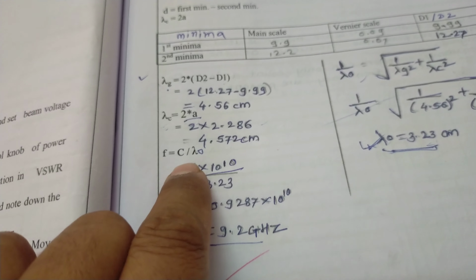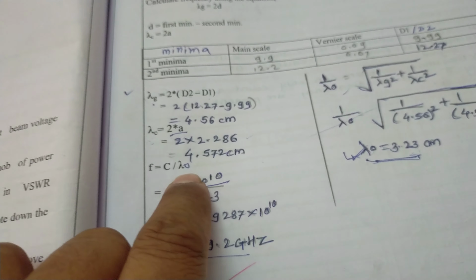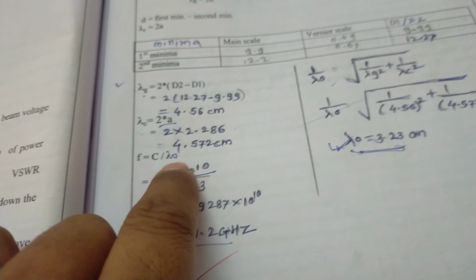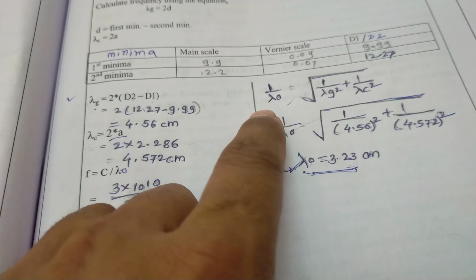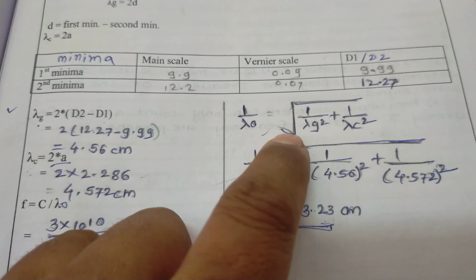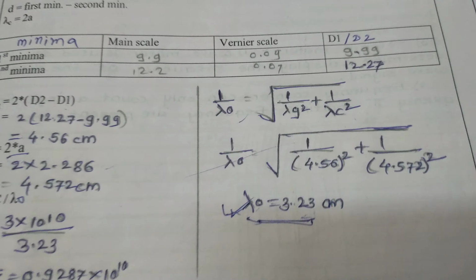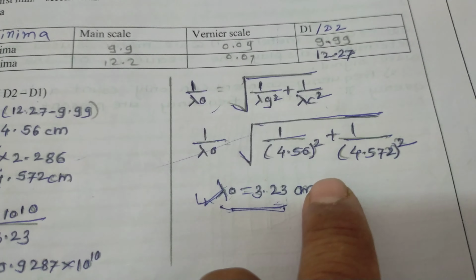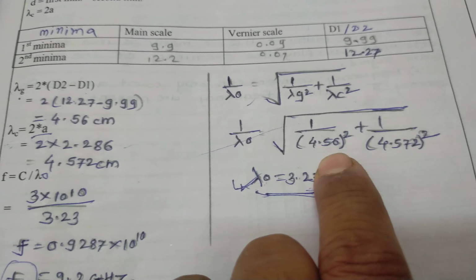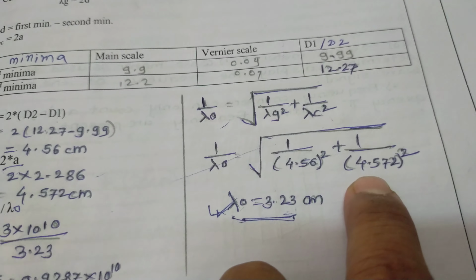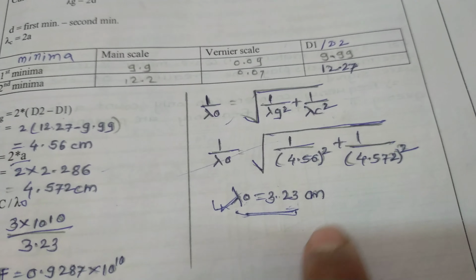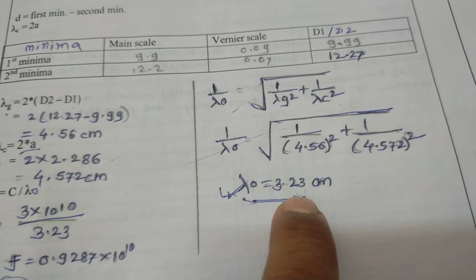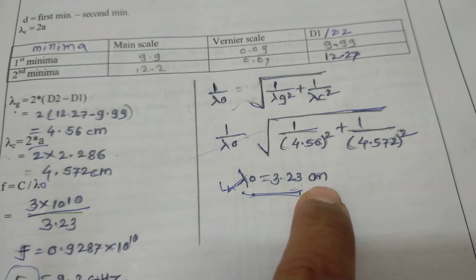Then we have to find out f is equal to c by lambda 0. Before finding this, we have to calculate lambda 0. We have the formula 1 upon lambda 0 is equal to under root of 1 upon lambda g square plus 1 upon lambda c square. Therefore, 1 upon lambda 0 square, put the values of lambda g, that is 4.56 square, and lambda c 4.572 square. By calculating, we will get lambda 0 is equal to 3.23 centimeter.